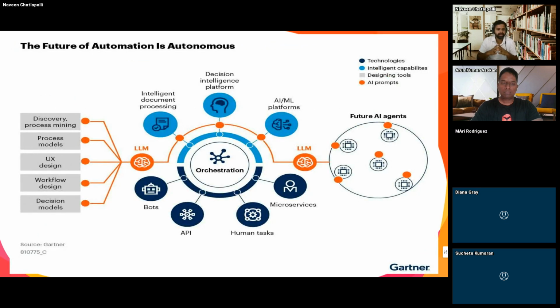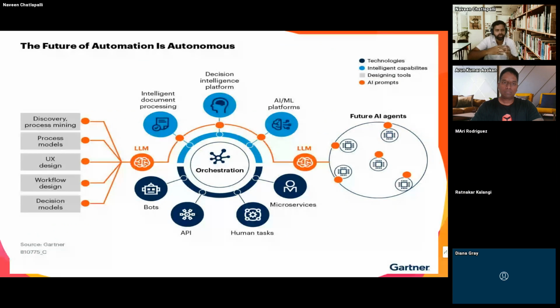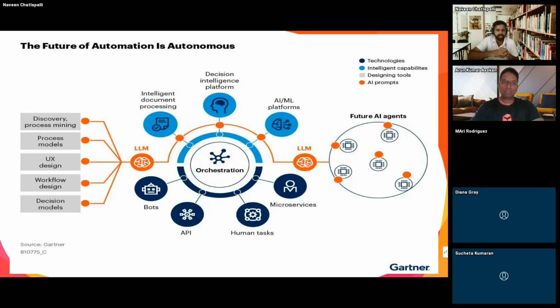And I would like to show a screenshot or a design that has been captured from Gartner. Recently, Gartner made a presentation on how the future of automation is very autonomous. And if you see these lanes, the technology is at the bottom, where all the bots, APIs, tasks and microservices, which are already there, can be orchestrated by using these intelligent capabilities of intelligent document processing, IDP, and decision intelligence platforms and AI/ML platforms.